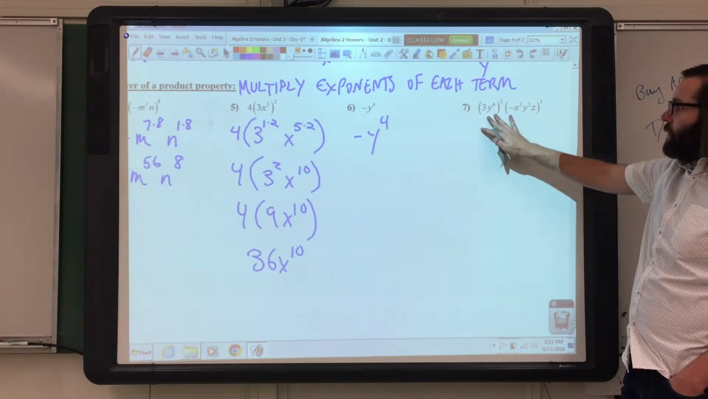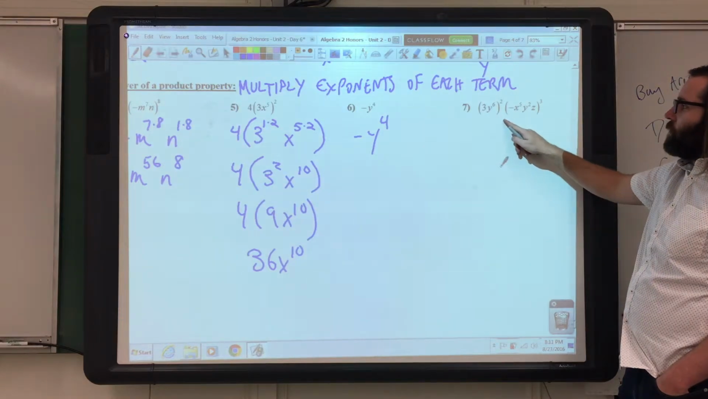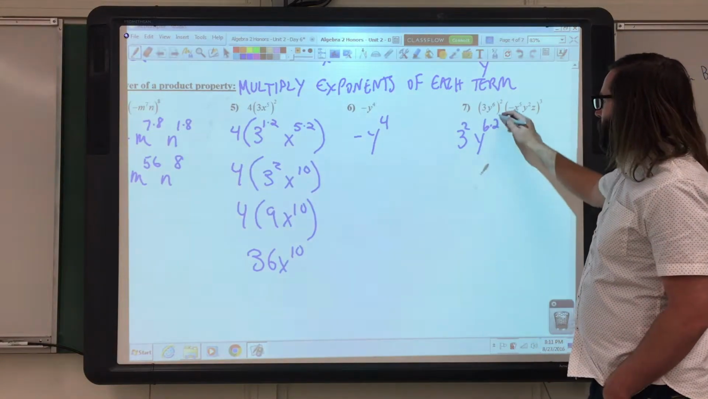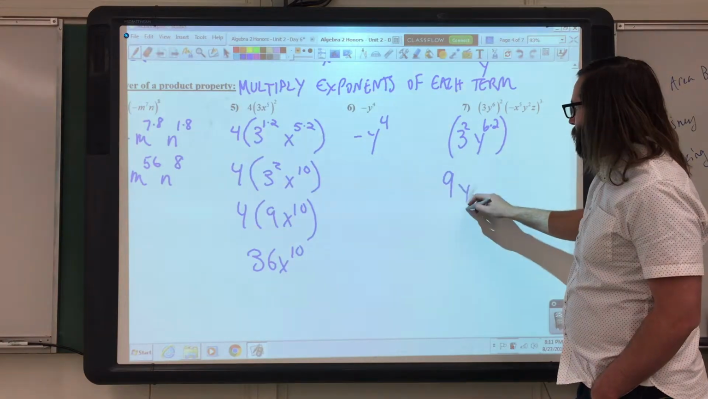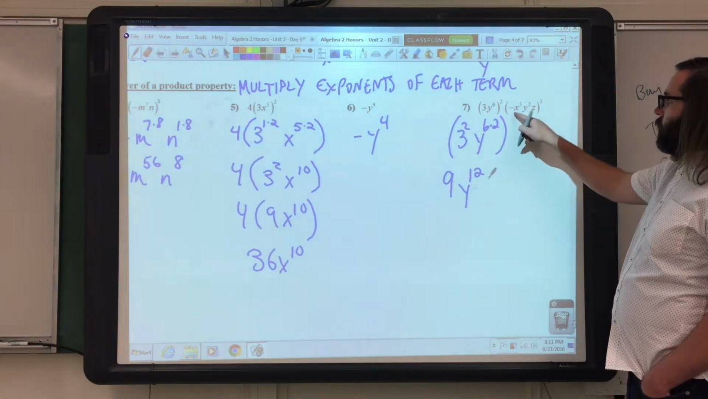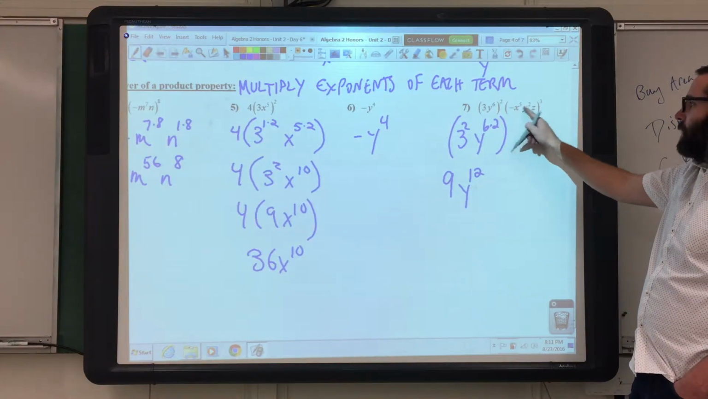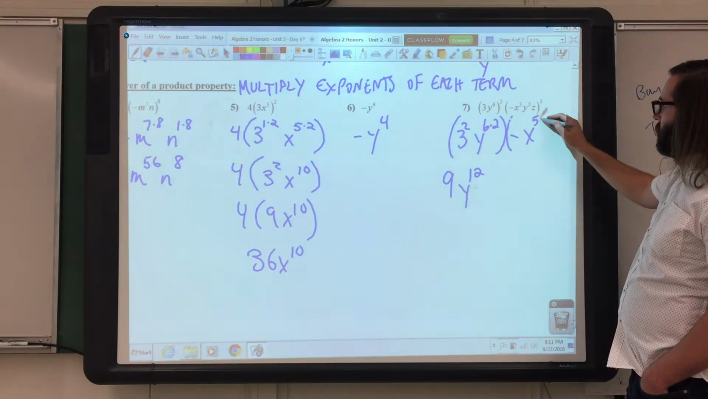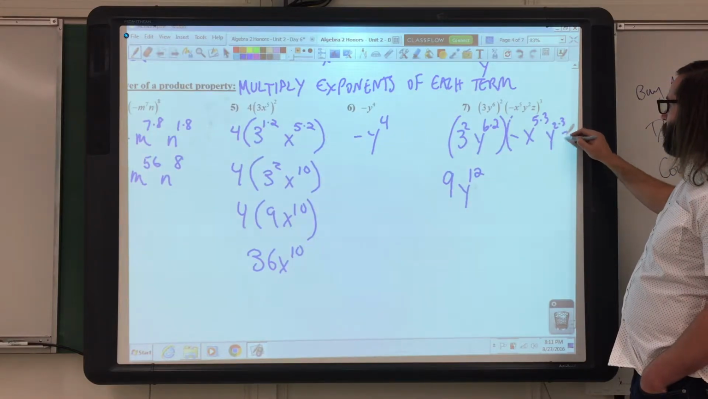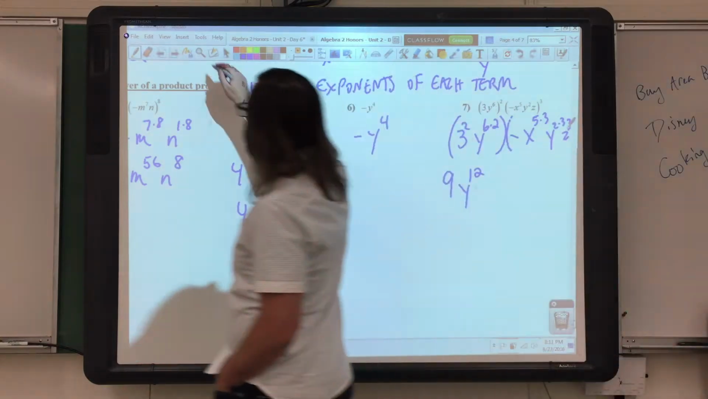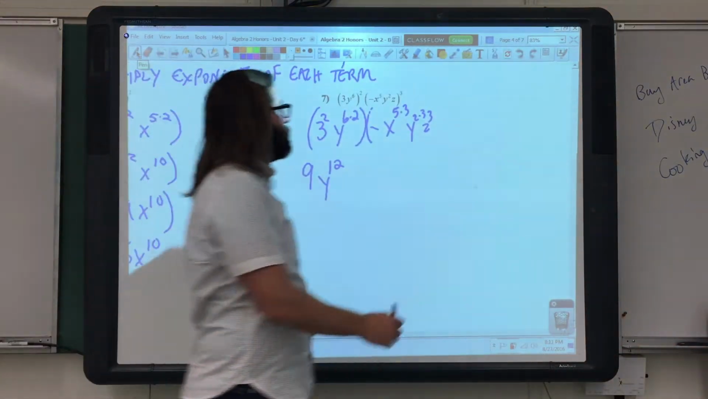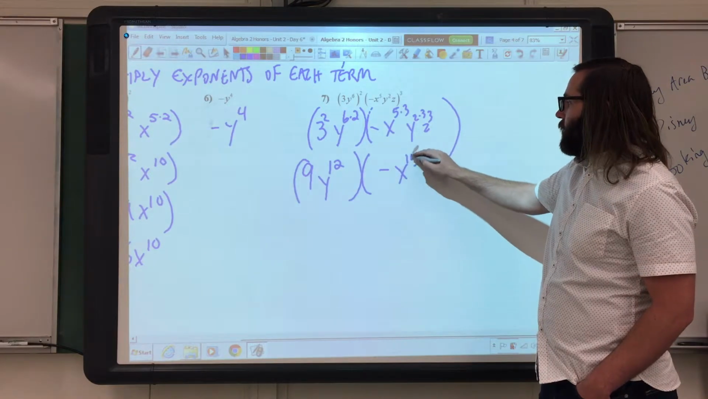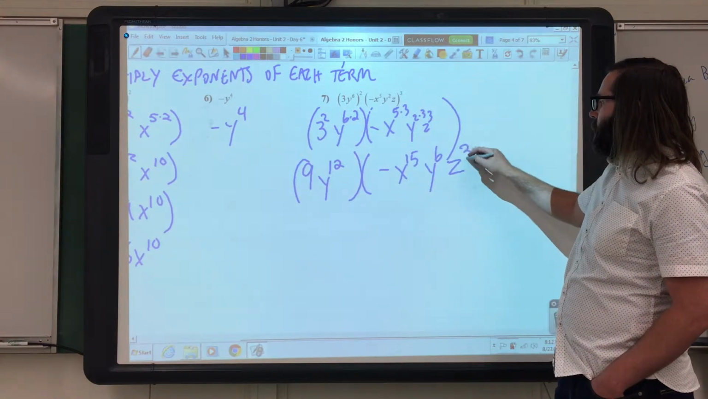So this one looks real complicated. Let's start with our left quantity. So we get 3 squared, y times that, which is really 9y to the 12th. Now over here, this negative is not associated with any of these, okay? It's not inside any of the x, y, or z. So this is going to be a negative x times 5 times 3, y 2 times 3, z cubed. You get negative x to the 15th, y to the sixth, z to the third.